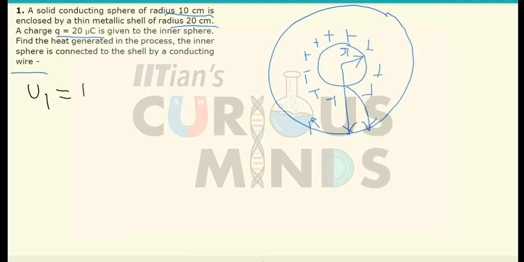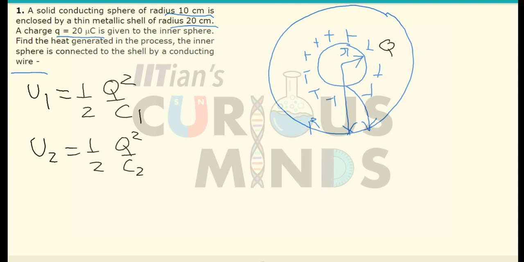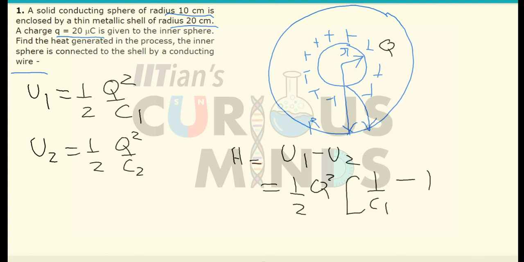The energy in the first case is U1 equal to half Q squared divided by C1, where Q is the total charge and C1 is the capacitance of the inner sphere, and U2 will be equal to half Q squared divided by C2, where C2 is the capacitance of the outer sphere. So the heat energy produced will be equal to the difference of the energies, that is U1 minus U2, the difference of the energy stored by the spherical capacitors, which is half Q squared, common, into 1 by C1 minus 1 by C2.